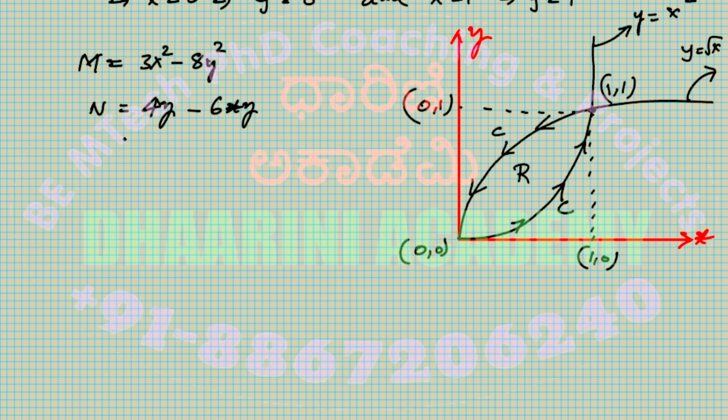All right. So let me also calculate the values required. Calculate dou M by dou y. This is from the theorem's statement. Okay. Dou y. So that is minus 16y. Okay, I also need dou N by dou x, partial differentiation, right?